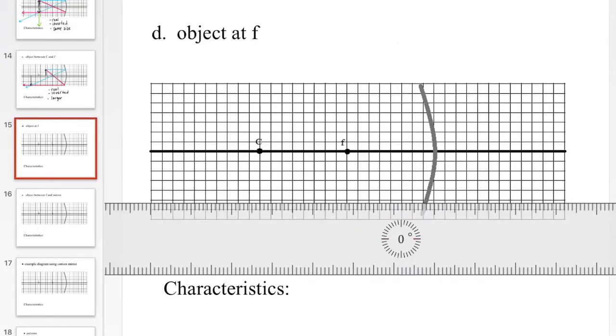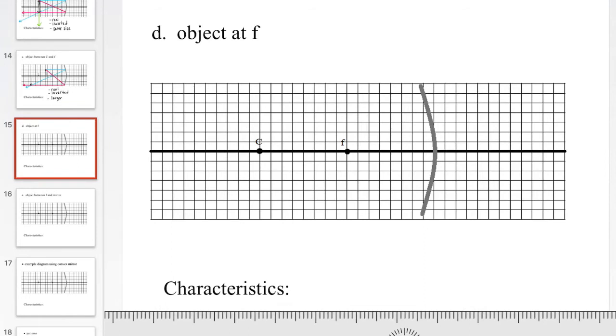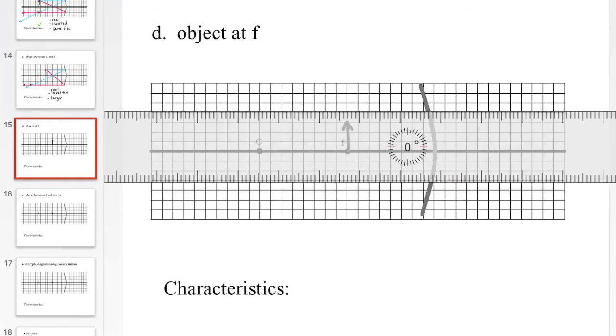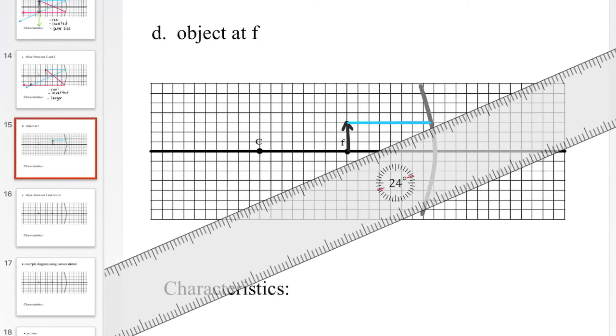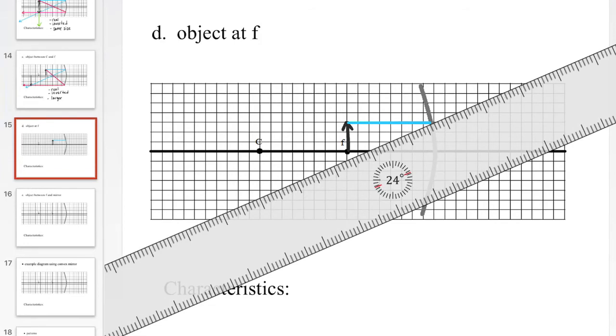Another example is when our object is at F. So we're going to draw an object right there, and I want to know what happens here when an object's at F. So again, what are our 2 rays? Well, we have the one that goes parallel here, bounces off and goes through the focal point.